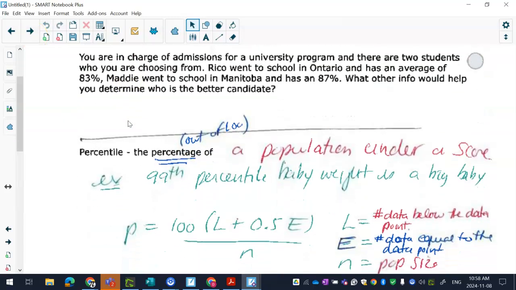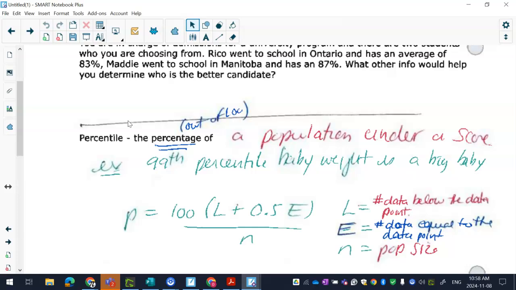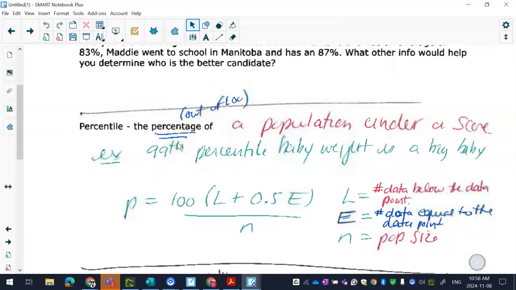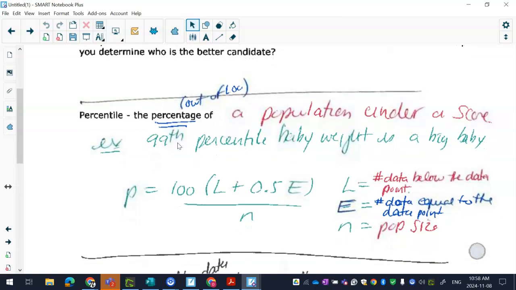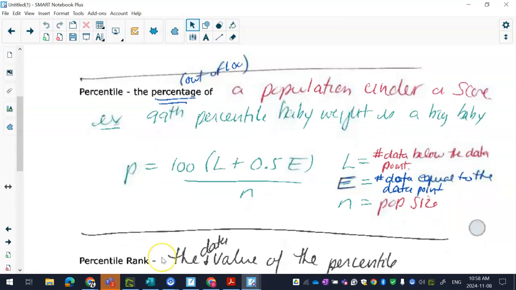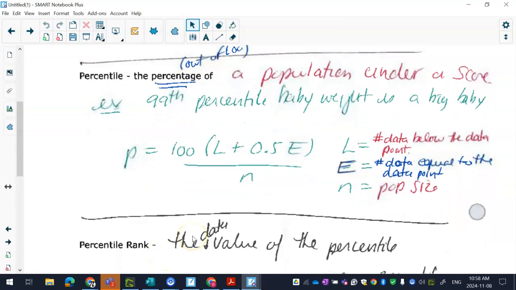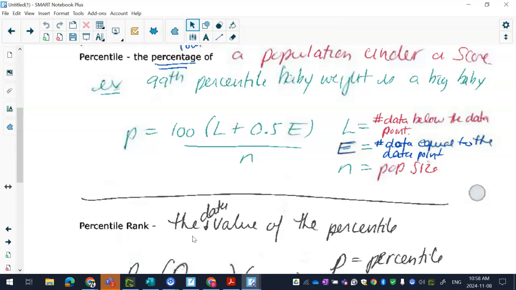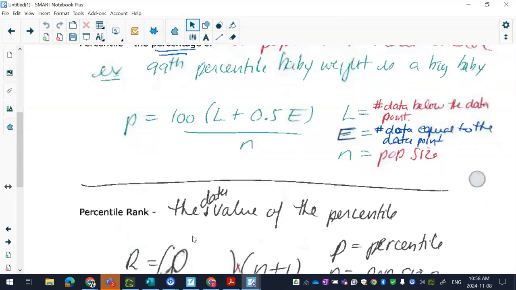So percentiles, population, it's the percentage of a population under a certain score. So 99th percentile baby is a big baby. And to get that, use this equation, and we'll do some examples in a second. And percentile rank is the data value of the percentile. So if I say, hey, I'm a 93rd percentile baby, how much do I weigh? We were kind of backwards.